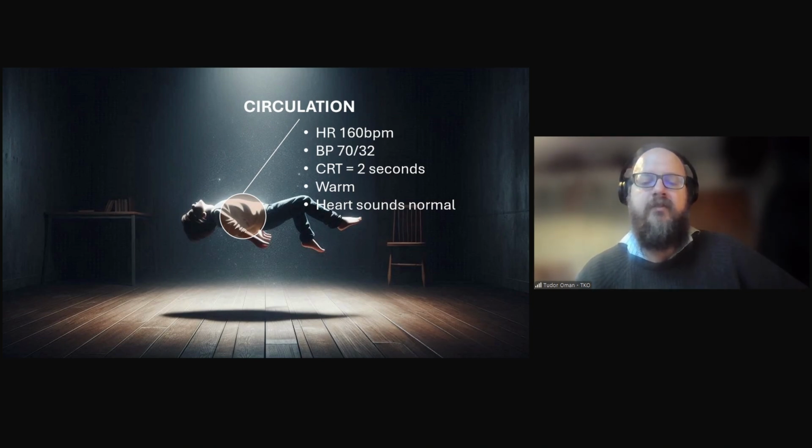Hypertension can be due to a number of different things as well: pain, agitation, certain toxidromes such as your sympathomimetics and stimulants, and then raised intracranial pressure leading to your Cushing's triad as well.